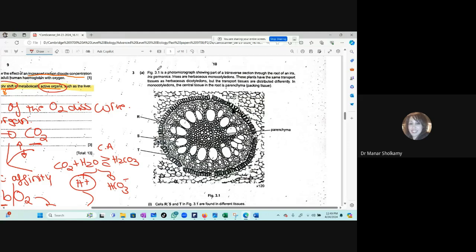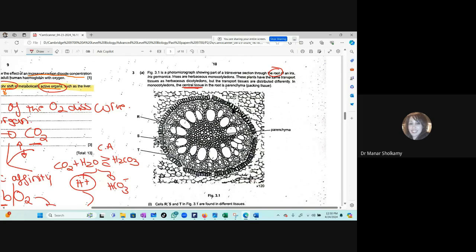Now, this is a picture of what? Let us see. Figure 3.1 is a picture showing part of a transverse section through the root. This is the root of an iris. Irises are herbaceous monocotyledons. These plants have the same transport tissues as the herbaceous dicots, but the transport tissues are distributed differently. In monocots, the central tissue in the root is parenchyma, packing tissue. So here, we are in the center. I want you to put this in mind. The vascular tissue, the xylem and the phloem, is in the center. I said it 3 times.